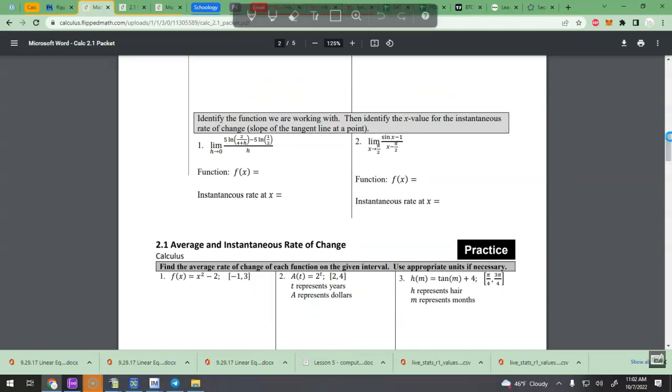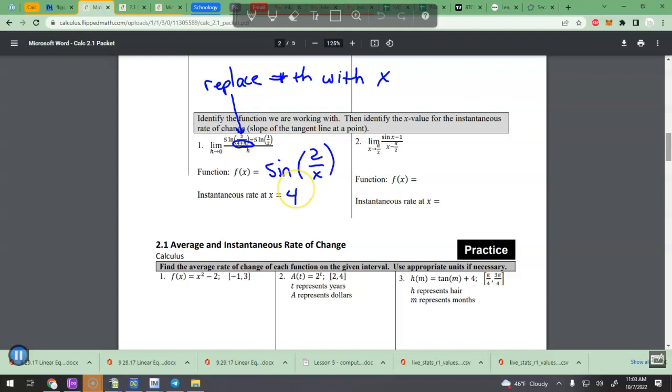So here's the rule. Wherever you see the number plus h, replace the number plus h with x. So this is going to be sine of 2 over x. So we plugged in a number plus h. That's a plus h. We plugged it in place of x. So wherever you see the number plus h, originally before you plugged in, that was an x. And then the number that's there is the x.